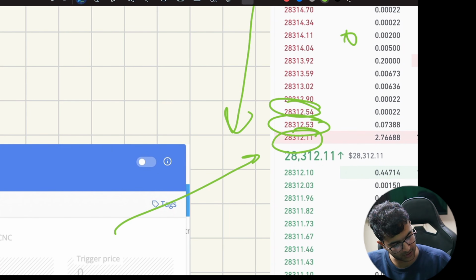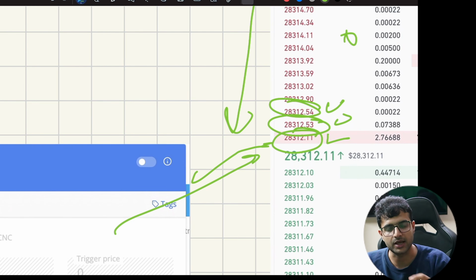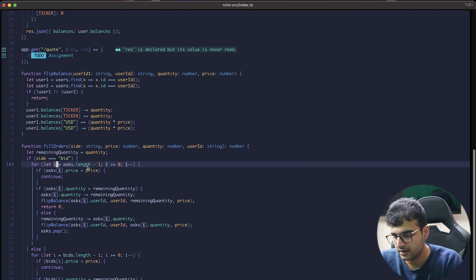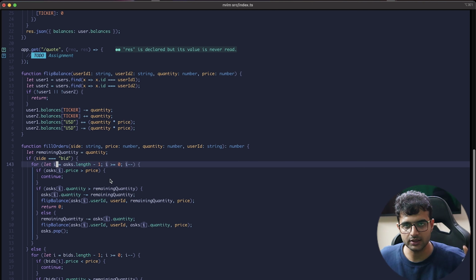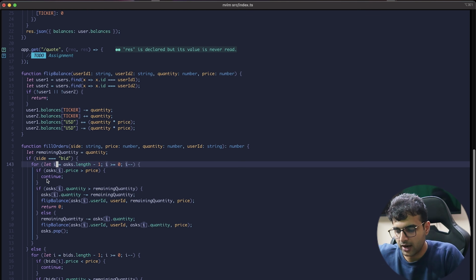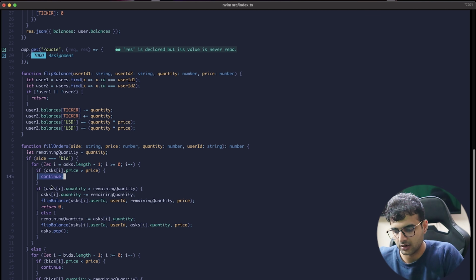If a bid is coming in, it should first be matched with this, then with this, then with this. The user should get the best price that's available on the book, which is why we iterate from the very end and then go to the top. And we say if asks[i].price is greater than price, which means the ask that someone has is willing to sell at this much only, and that's greater than what this person is willing to pay, then you can't do anything. We say continue and the for loop continues.